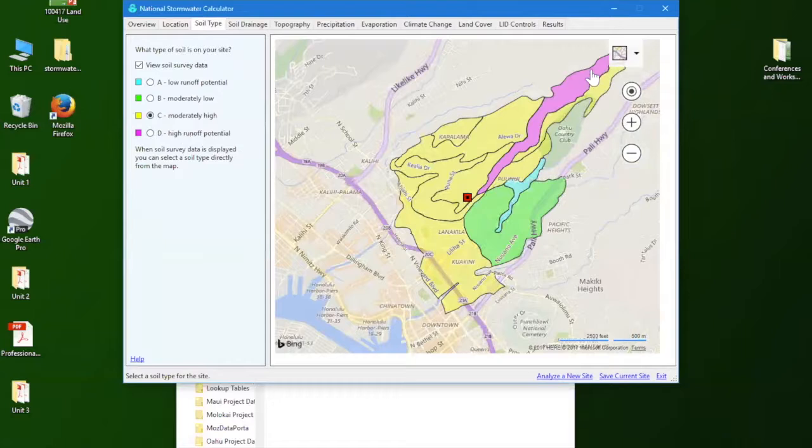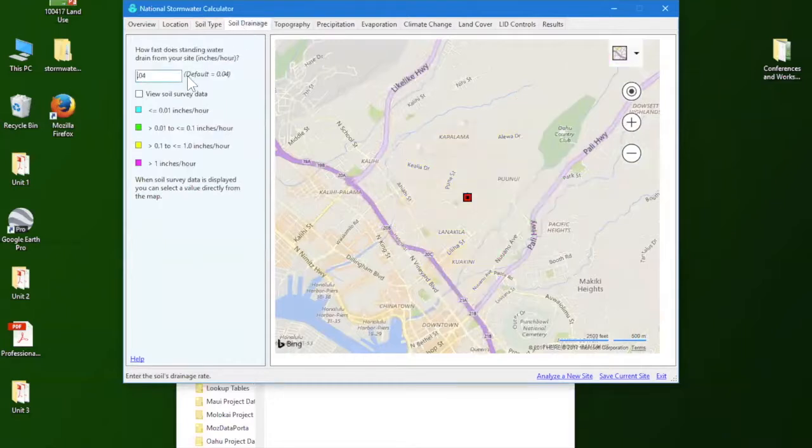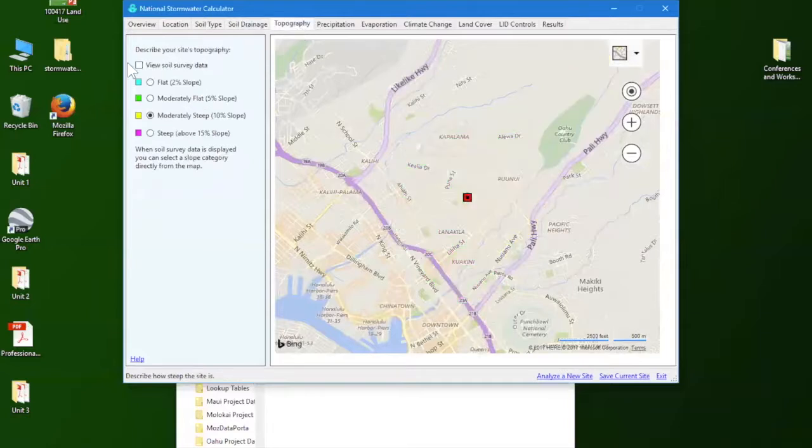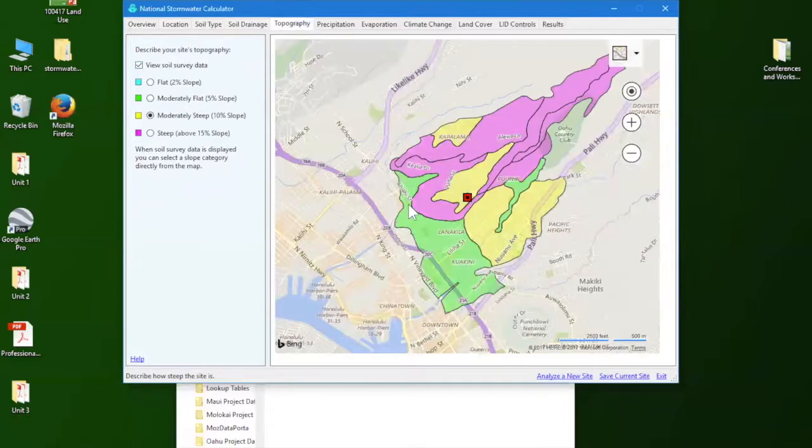You can actually see where the cliff is. It's this big pink right here, and the green is where it's flatland. And the yellow is considered moderately risky. And for soil drainage, then, if I click on the next tab and go to soil drainage, it also downloads all that data automatically for you from the NRCS. So you can see what the drainage rates are. And then topography, you can look at the slopes, and you can see Assets is perched on this nice little happy hill up there.